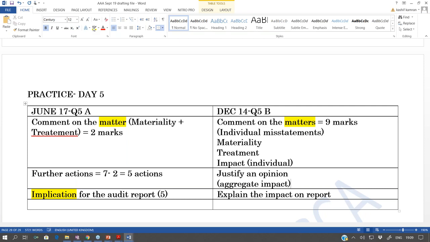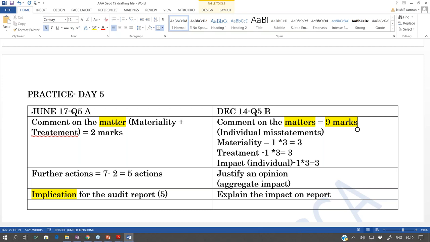So how many marks will I get for materiality? 1, treatment 1, and individual impact 1. Are there 3 misstatements in the question? So 1 multiplied by 3, I'll take 3 marks for materiality. 1 for treatment, and there are 3 treatments in the case study, I'll take 3. Individual impacts, 3 misstatements, 1 multiplied by 3, I'll take 3. So am I getting to my 9 marks here? Is everyone clear on the 9 marks allocation?